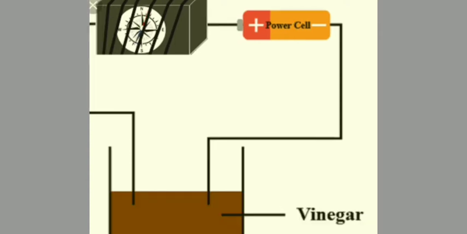Now let us take the example of vinegar. What do you see? The circuit is completed. Vinegar is a good conductor of electricity, but it is a weak conductor. Vinegar is acetic acid, which is a weak acid. So it is a weak conductor of electricity.